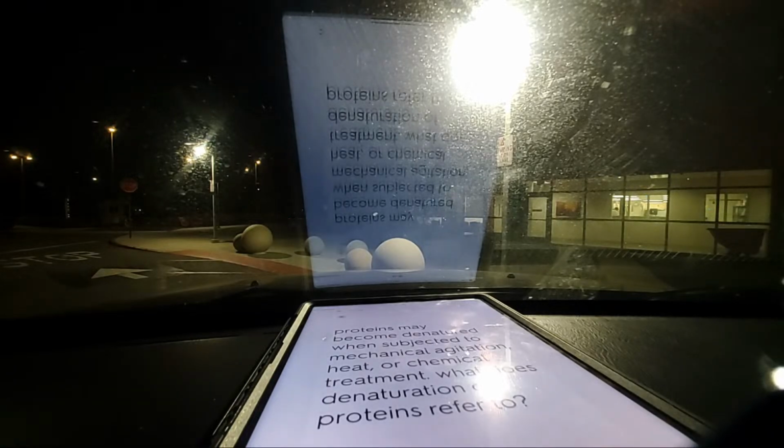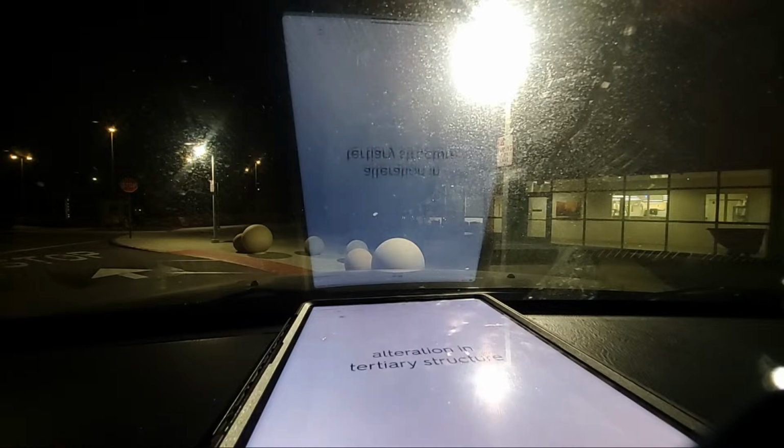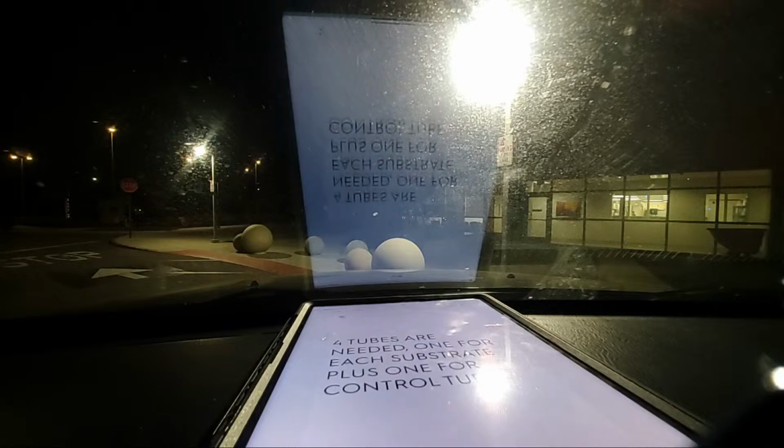Proteins may become denatured when subjected to mechanical agitation, heat, or chemical treatment. What does denaturation of proteins refer to? Alteration in tertiary structure. How many tubes are required to perform the decarboxylase test? 4 tubes are needed, 1 for each substrate plus 1 control tube.